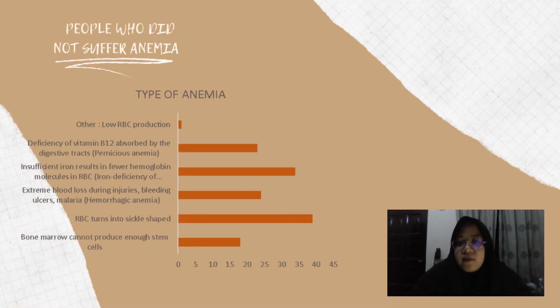For respondents who do not suffer from anemia, we can observe that the type of anemia that is most recognized by respondents is red blood cells turning into sickle shape, with a percentage of 68.4%, followed by insufficient iron resulting in fewer hemoglobin molecules in red blood cells, with a percentage of 59.6%. Extreme blood loss during injuries, bleeding ulcers, and malaria are at 42.1%, and bone marrow cannot produce enough stem cells at 31.6%. And lastly, one respondent shared that they thought of low production of red blood cells when hearing of anemia.